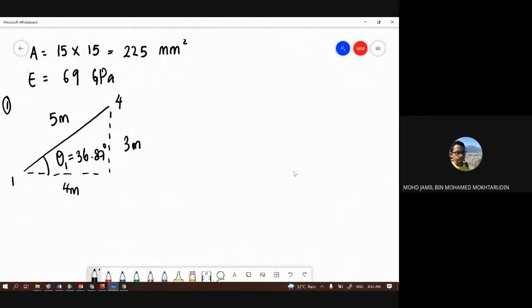And then we go to element number 2. So this is 4 meter, between node number 2 and node number 4. Okay, so we measure our angle from the positive x direction. Hence, this angle is 0 degree, okay?